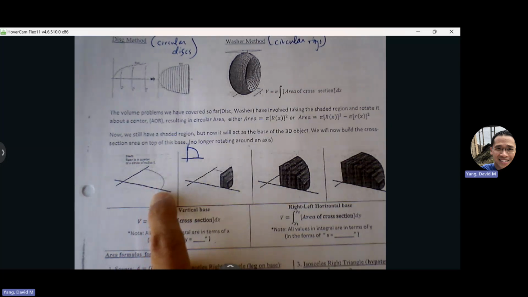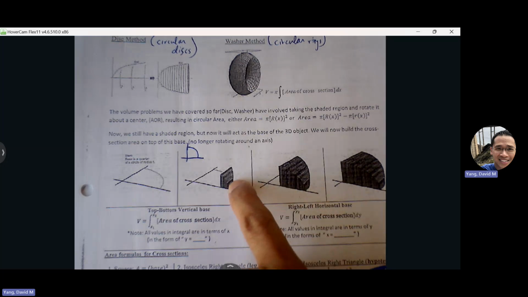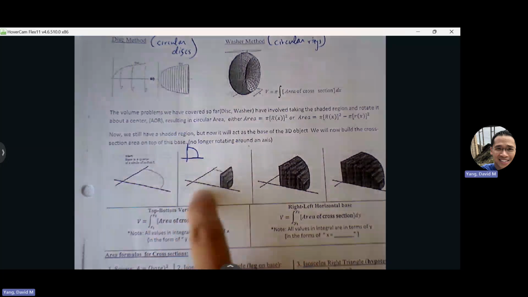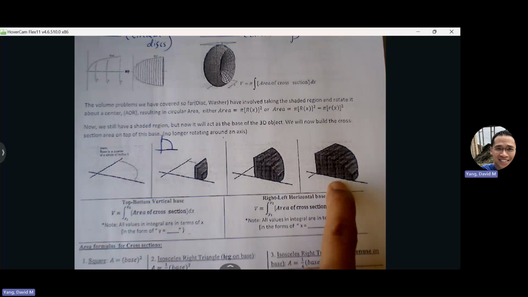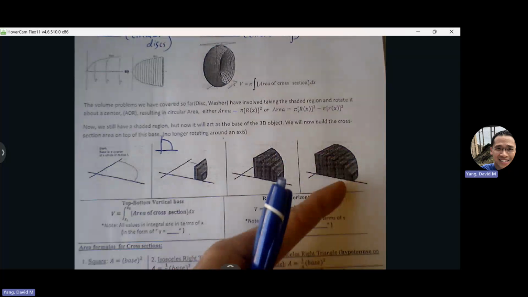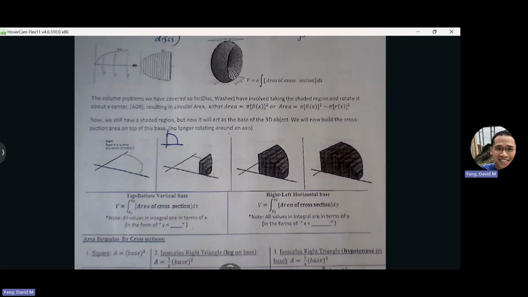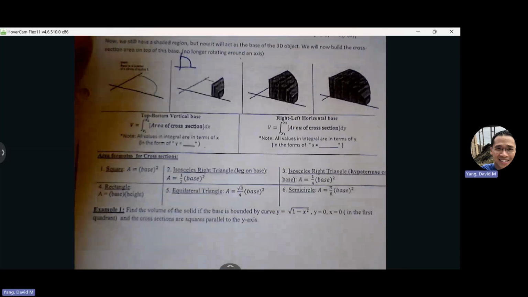So let's say we want to build squares. We can see that these are all differently sized squares with different heights and different bases. And eventually it's going to end up looking like this, right? So this object, whatever this object is, if we were to cut it in half and open it up, you're going to get differently sized squares as your cross section. So we're going to be building the volumes of these objects.